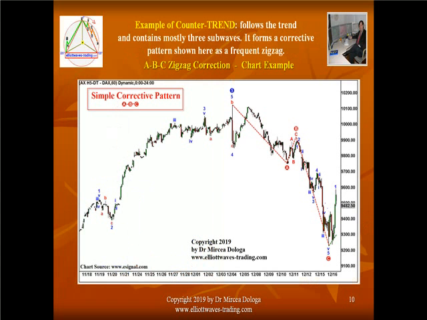Let's take an example of a counter trend following the trend and containing mostly 3 subwaves. It forms a correction pattern shown here as a chart example. And we can see right over here that from left to right we have our impulsive pattern formed of 1, 2, 3, 4, 5 waves, which will be corrected by this zigzag, which has waves A, B, and C.